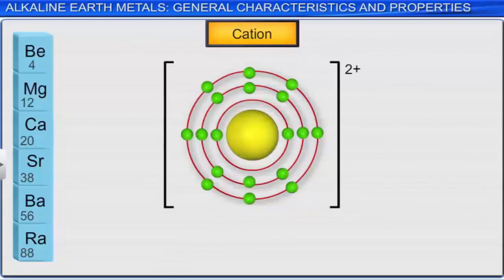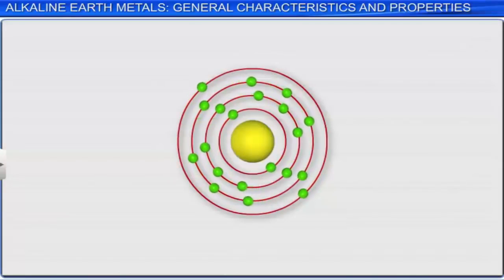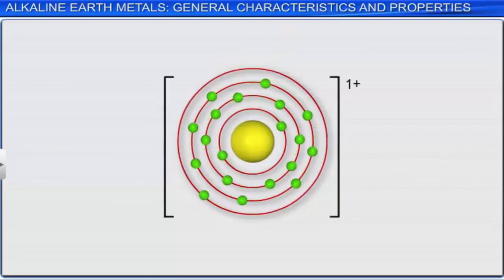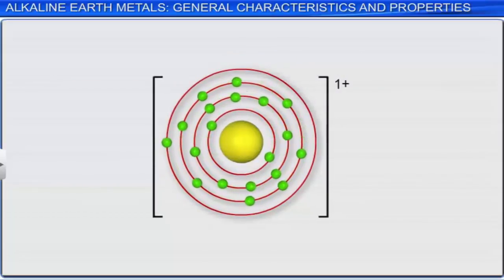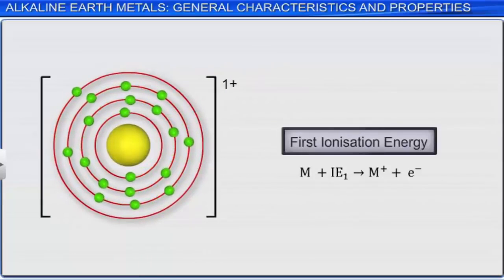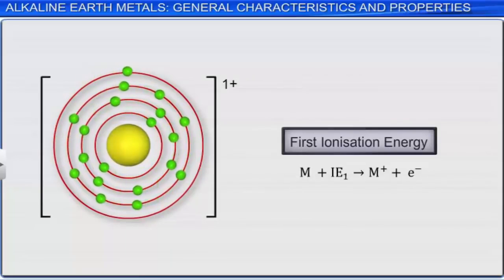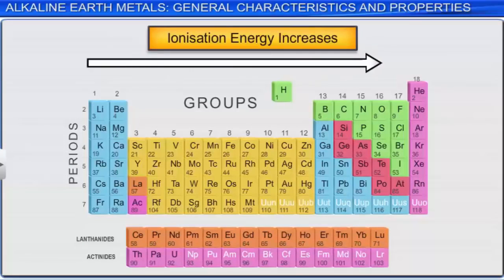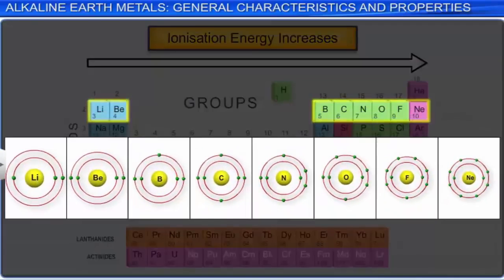Recall that ionization energy is the energy required to remove an electron from a neutral, isolated atom. A typical equation representing this change is shown. In general, ionization energy increases from left to right across a period, as the outermost electrons are held more tightly when the nuclear charge increases. In accordance with this trend, the alkaline earth metals have higher first ionization energies than the alkali metals.